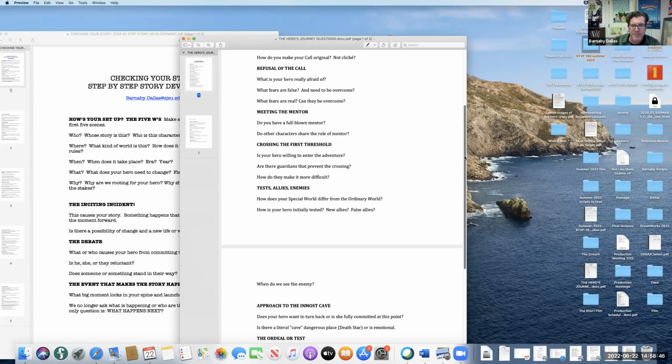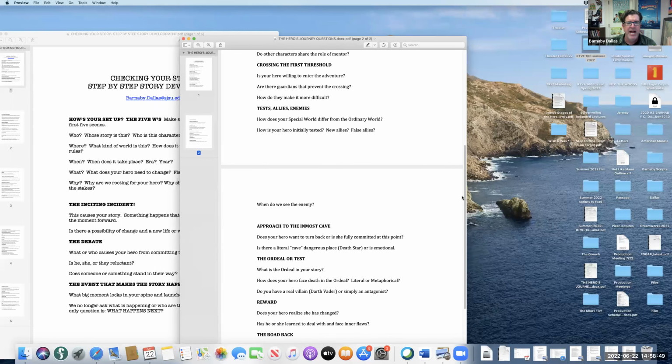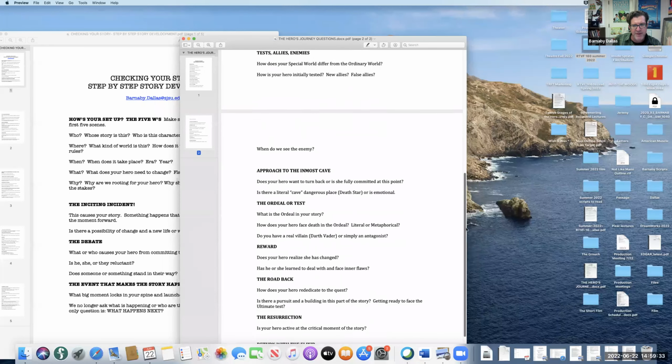Test, allies, enemies, right? And I said this before, but ask yourself in your second act, how is this different? How is the special world, the new world, different than the ordinary world, right? Is your hero tested by new allies who they don't want to agree with? Maybe they're not quite understanding the force. Are they false allies? Are they not real allies, right? And in this section, when do we see the enemy? When does the hero see the enemy? In the test-allies section, when does the enemy show up? This is usually a point of no return, right? Something happens, a planet blows up, a home is destroyed. There is some reason why there's no going back.